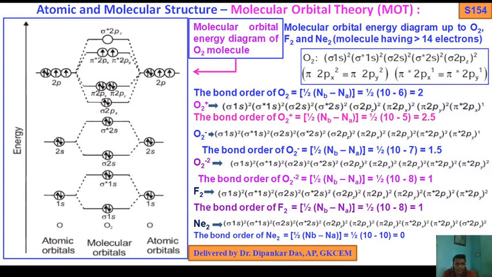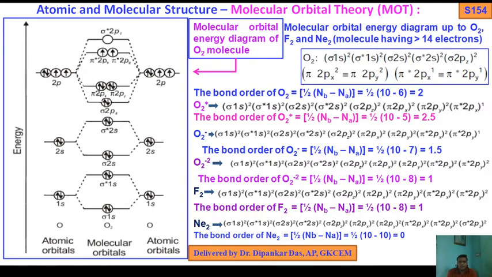The MO diagram of O2. This is very important. As you know, from this O2 there are so many species: O2, O2 plus, O2 minus, O2 2 minus, O2 2 plus. Their bond dissociation energy, their bond length, their bond order, and their MO electronic configuration, there are so many important questions that will come in the examination. So that's why you have to practice the MO diagram of O2.